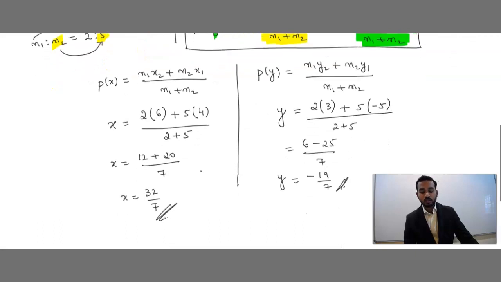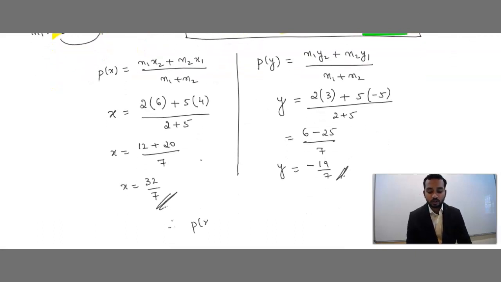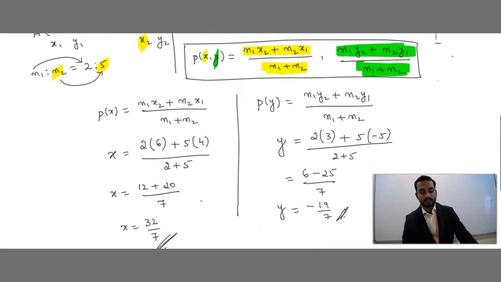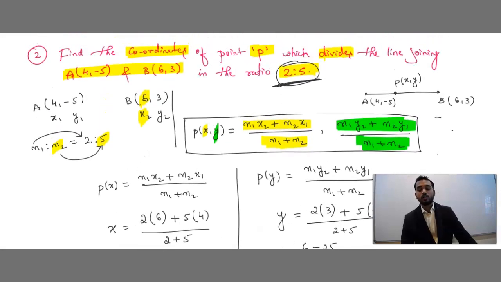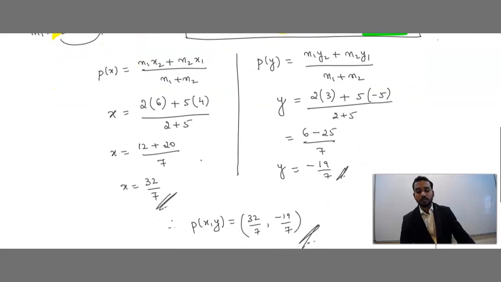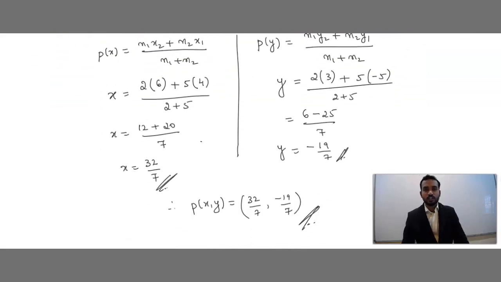So what is this? Y. So what are the coordinates of p of x comma y? Therefore p of x comma y is equal to 32 by 7 comma minus 19 by 7. So these are the coordinates of P of x comma y. Is this clear? So what was our question here? The question was, find the coordinates of point P. So what are the coordinates of point P? That is x comma y. The value of x is 32 by 7. The value of y is minus 19 by 7. So this is the end of question number 2.